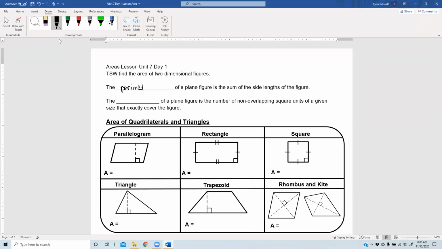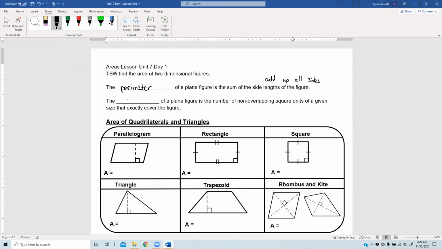The perimeter of a plane figure is the sum of the side lengths of the figure. Simply put, we add up all sides. And that gets us the perimeter.